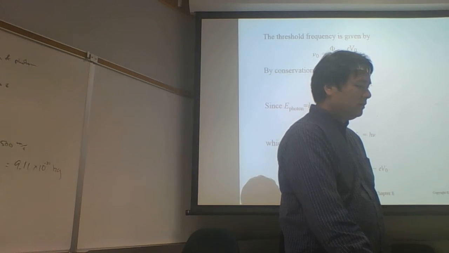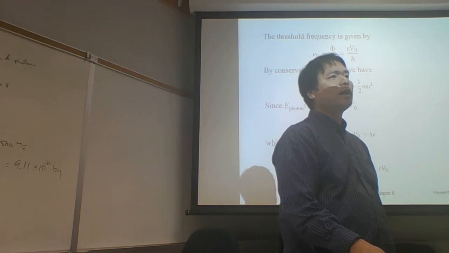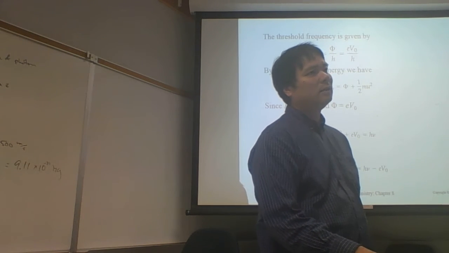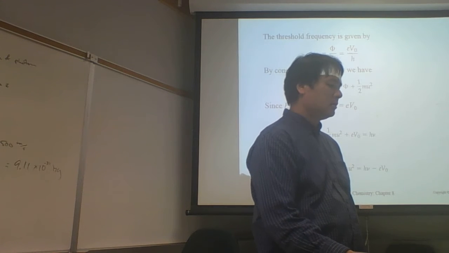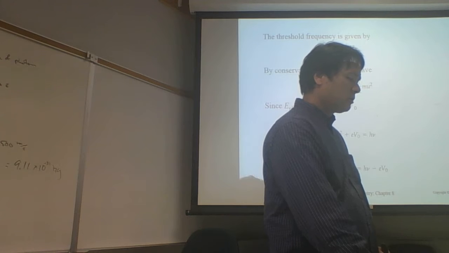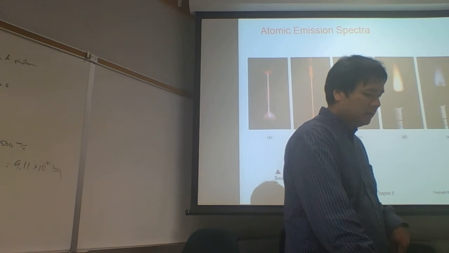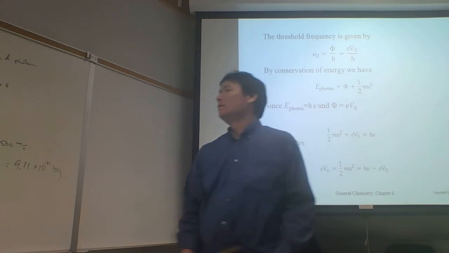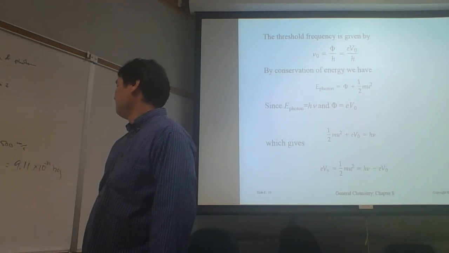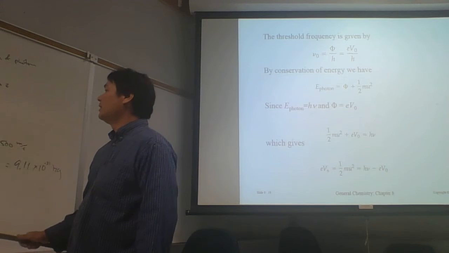Physicists like to use different units for this. Chemists will have phi in joules. Physicists will have it in a different unit called an electron volt, which is a coulomb times a volt, which is a joule anyway, but they use electron volts. Anyway, let's continue on with this here. All right, so that's the photoelectric effect.